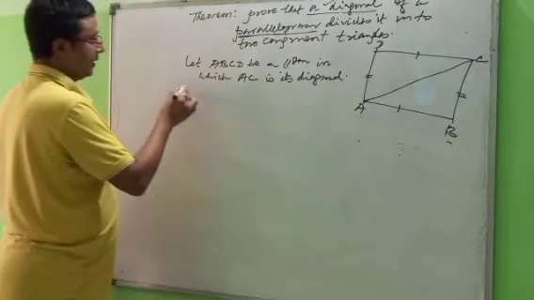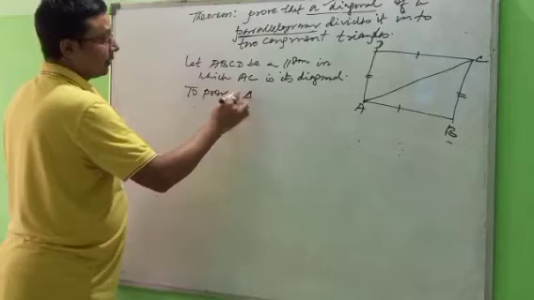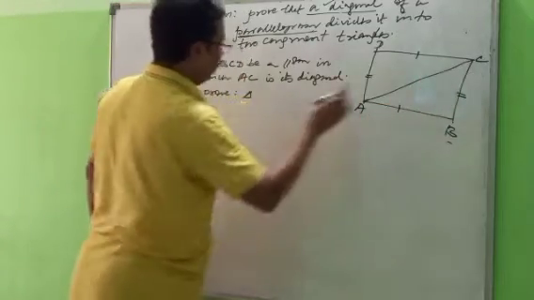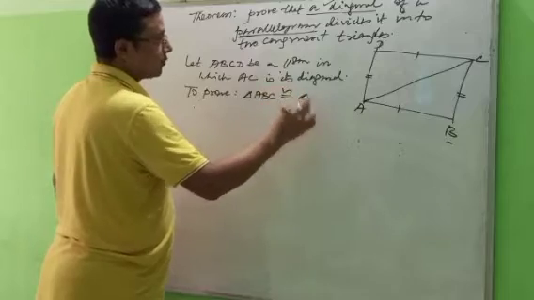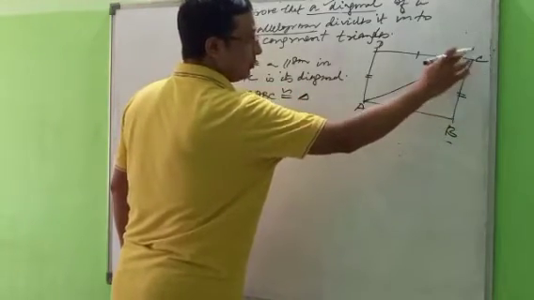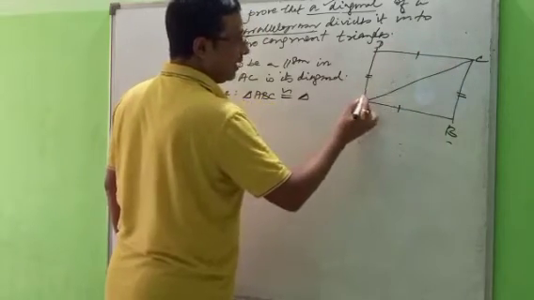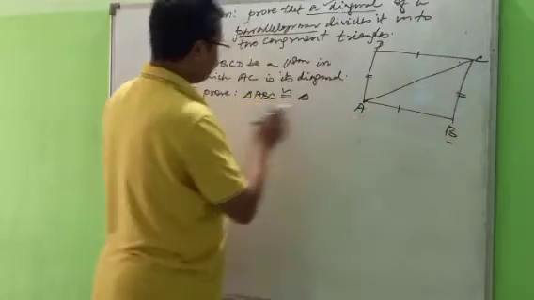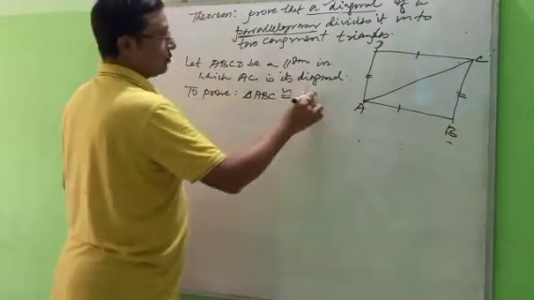Now to prove triangle ABC congruent to triangle CDA, not ADC. Here angle A corresponds with C. Since you took A, you will take C. So CDA.